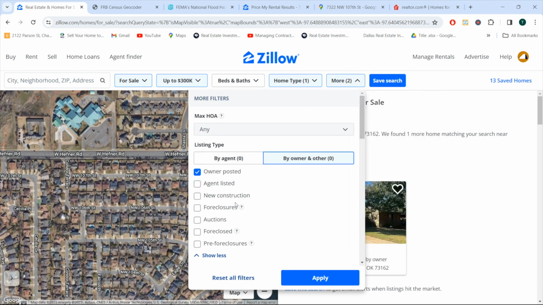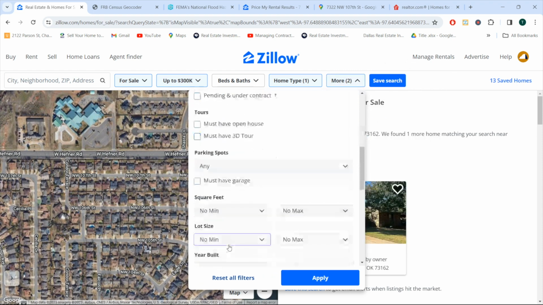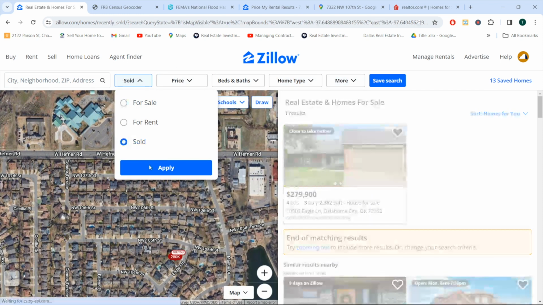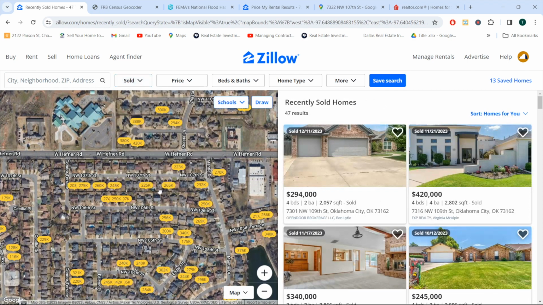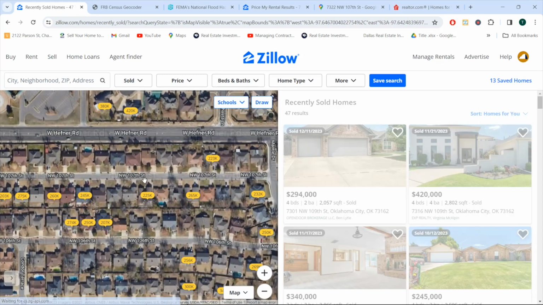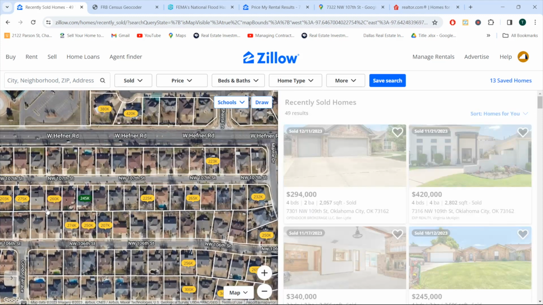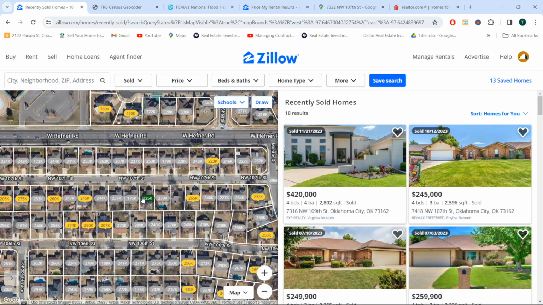Okay, so I'm going to do a reset here. Here we go. This is what I'm looking for. Apply. Alright, so this is without PropStream, without PropWire, this is just bare bones. How much can a property sell for? And as you can see, we have some comps on the same street, which is very, very nice. Okay, let's take a look at this one.